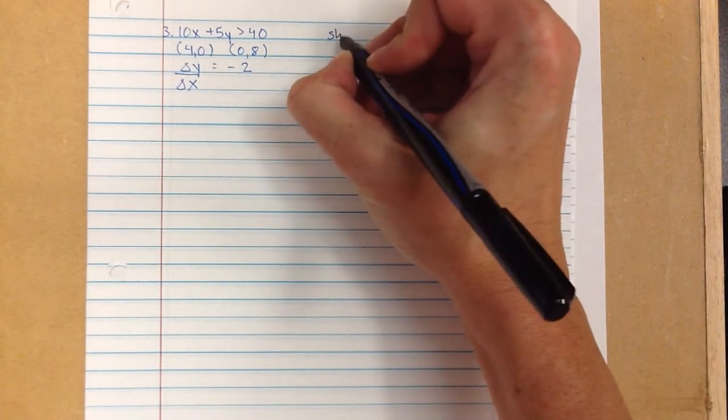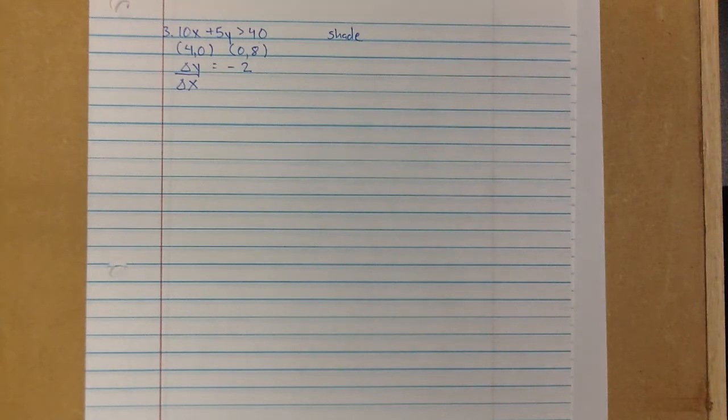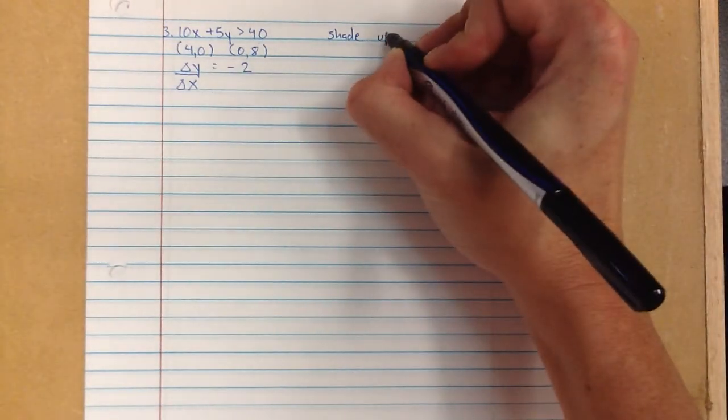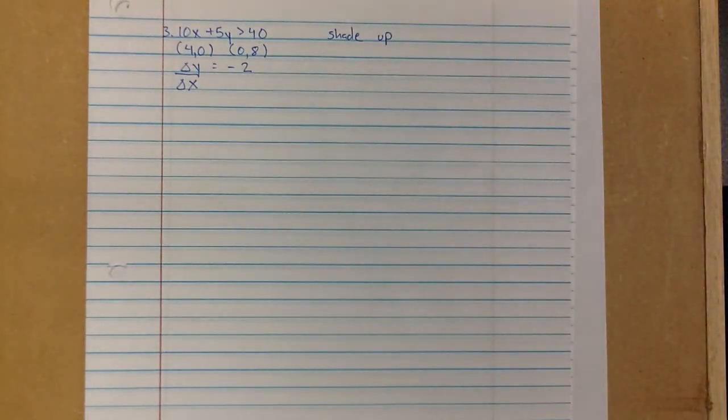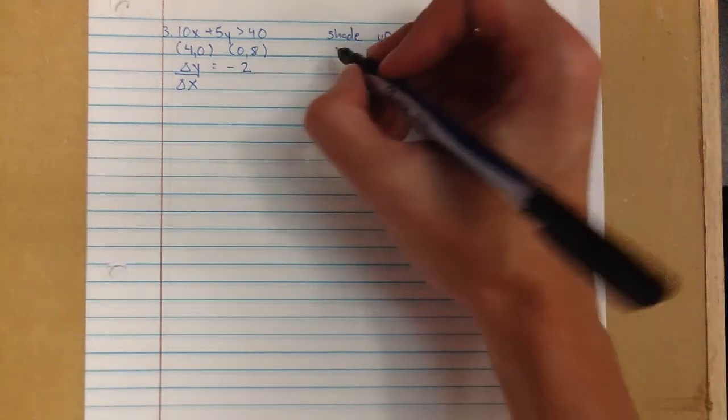Yeah? Okay. If you're going to shade the line, are you going to shade up or down? You're going to shade up? Why are we shading up? Makes a P. You are shading up. What is your line going to look like? You're going to have a dashed line.